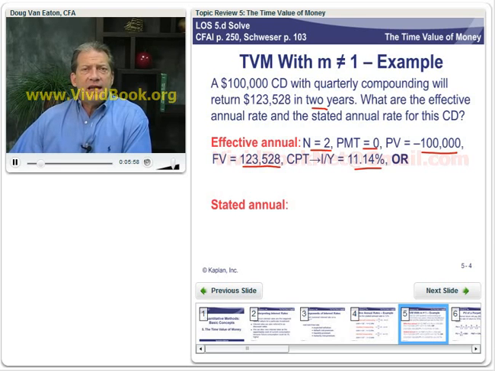So this means an 11.14% annual rate, compounded for 2 years, would turn 100,000 into 123,528. And what's our rate of return over the 2 years? Well, since the numbers are based on 100,000, we can read it right off here. It's 23.528% over 2 years.